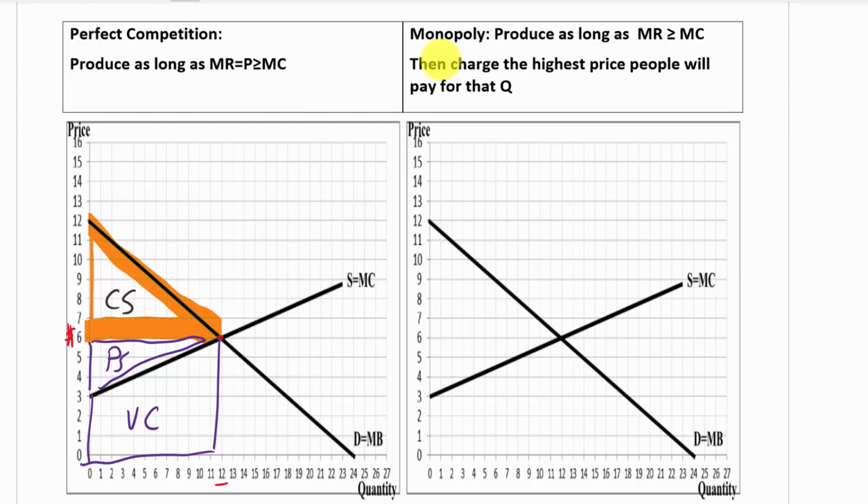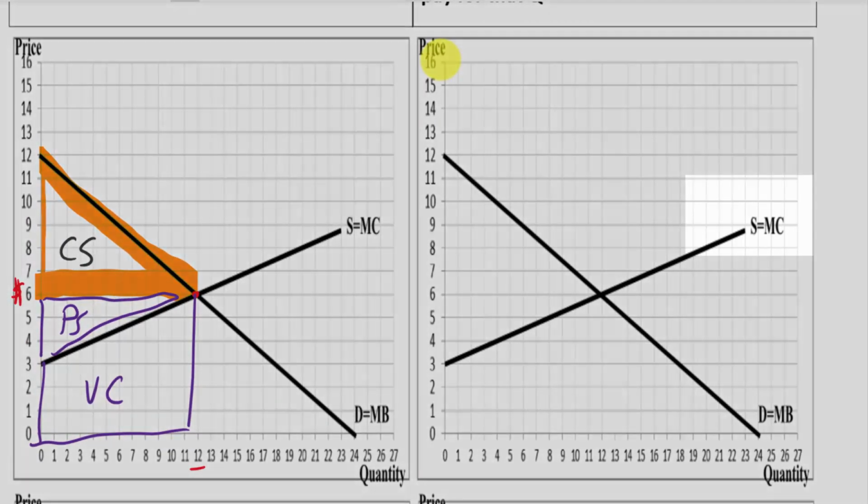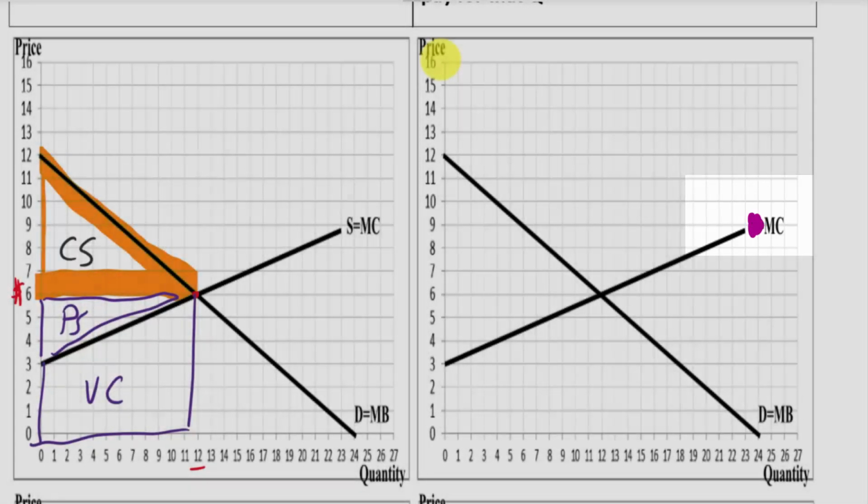So here's what changes over on the right side when we look at a monopoly. A monopoly does not have a supply curve. So we cross out this S right here. We don't say supply equals marginal cost. A monopoly doesn't have a supply curve. Now why not? Because remember what a supply curve is.